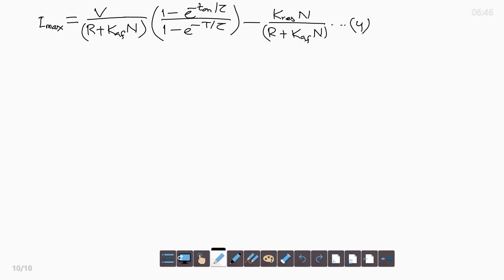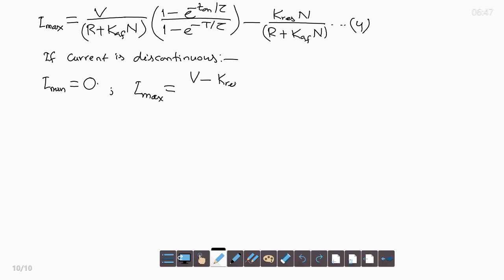So, this is for continuous current. If current is discontinuous, obviously I minimum is 0, and I maximum you can find out: I maximum is V minus K residual N divided by R plus K A F into N. This is the steady state value, into 1 minus e to the power minus t on by tau. This is I minimum and I maximum for discontinuous current.